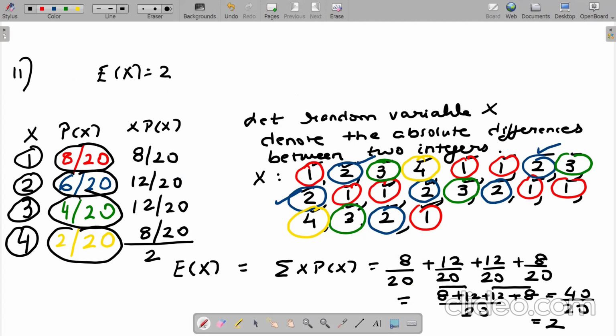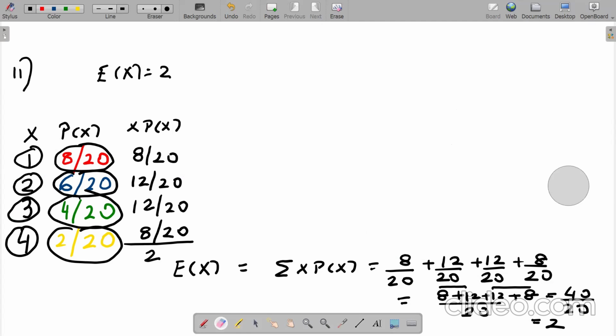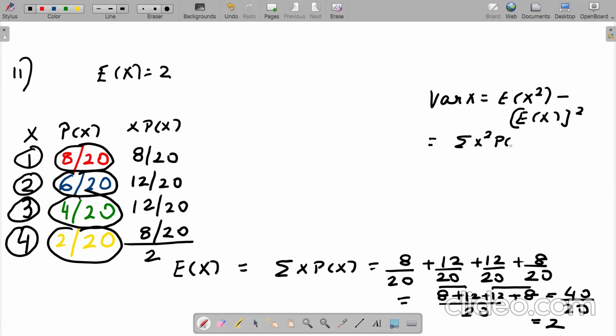How do I find the variance? If I erase this part off now, finding the variance is very easy. We need to use the formula. Variance of x is expected value of x square minus expected value of x whole square. So expected value of x square will be summation x square px, minus expected value of x, which is summation x px, whole square. So how do I calculate x square px? Multiply x into x px. That gives me x square px.